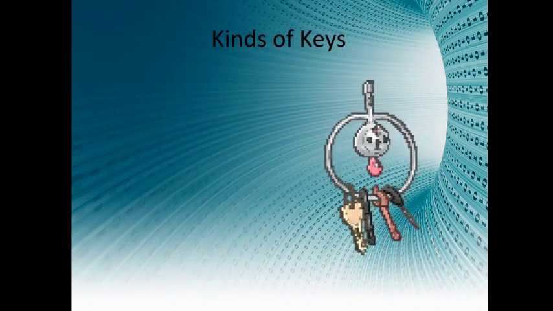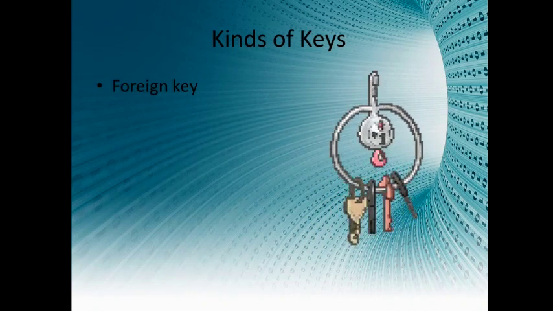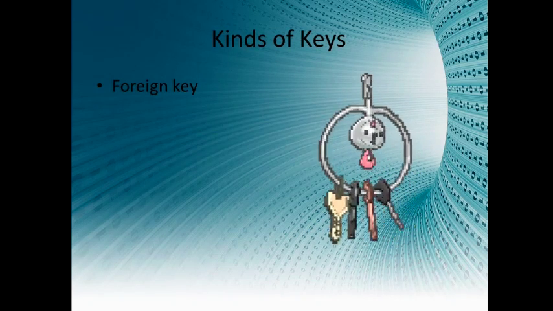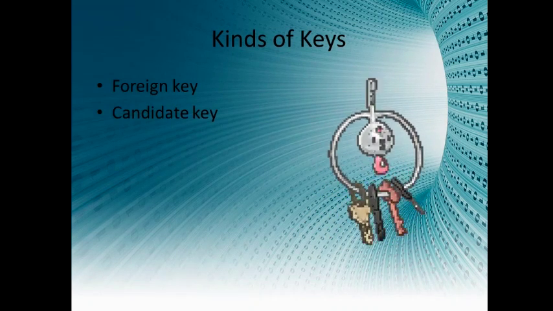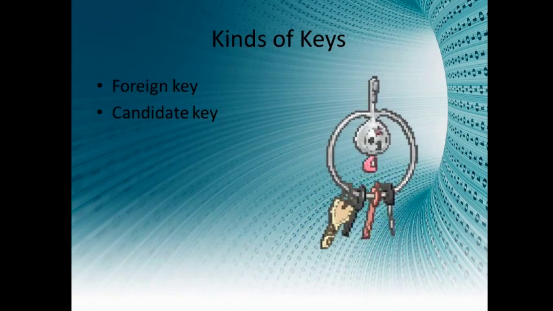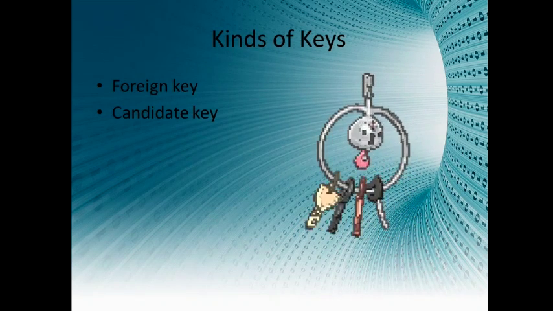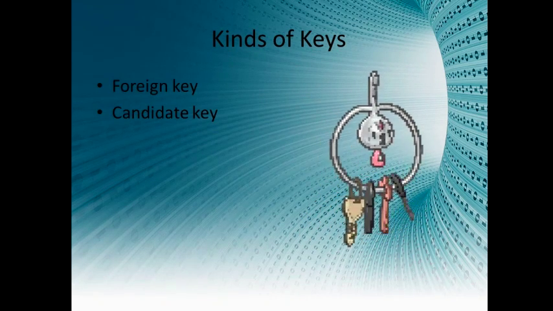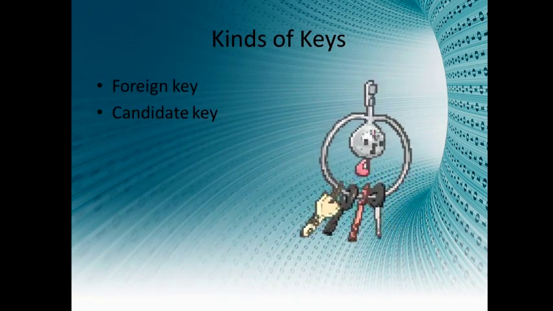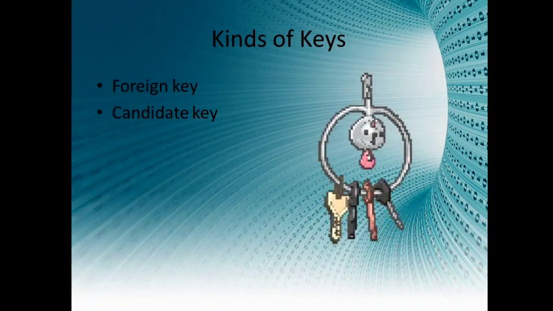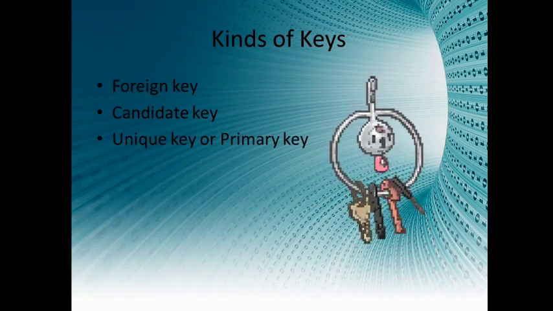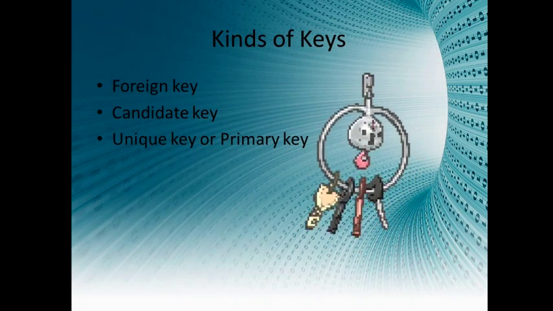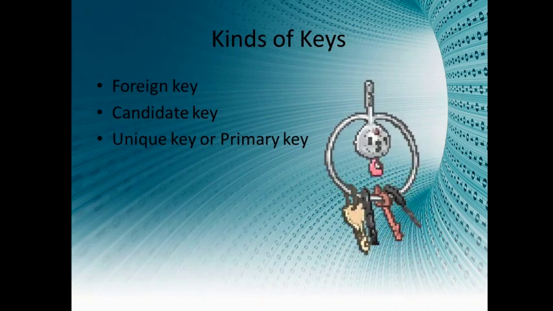Kinds of keys. Foreign key, which is a referential constraint between two tables. Candidate key is a set of attributes of that relational variable such that at all times it holds that in the relation assigned to that variable there are no two distinct tuples with the same values for these attributes. Unique key or primary key is a candidate key to uniquely identify each row in a table.